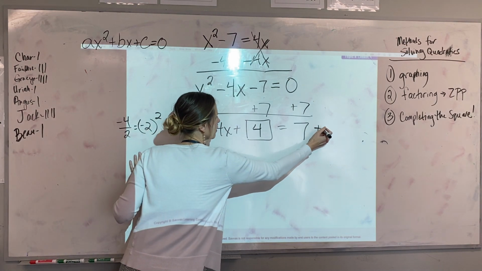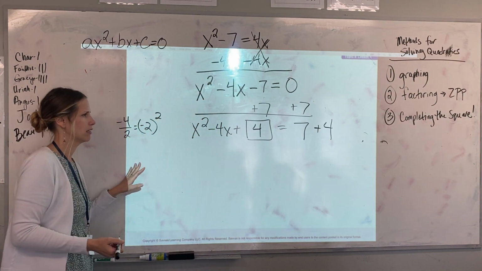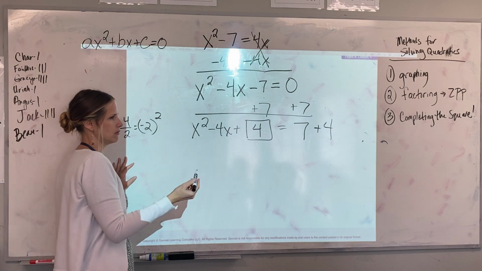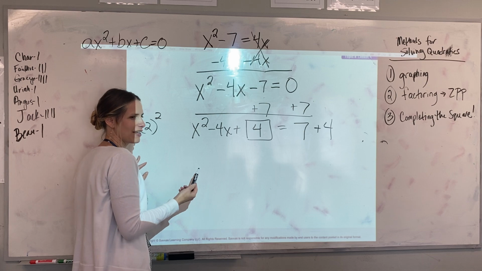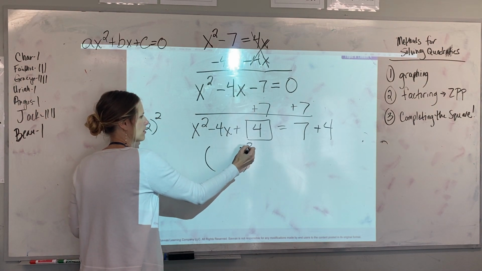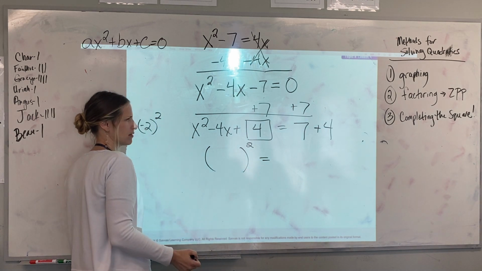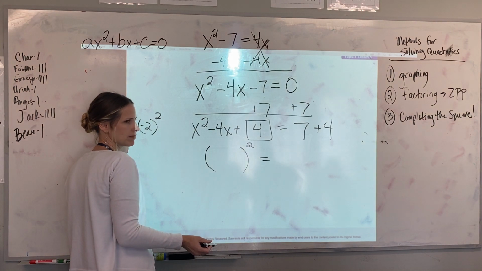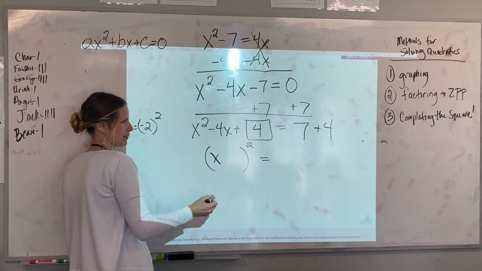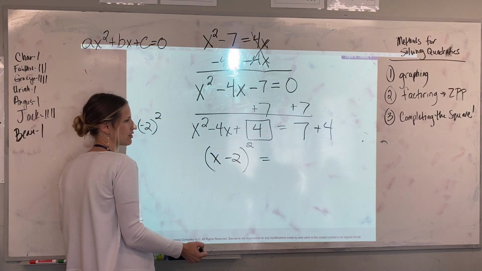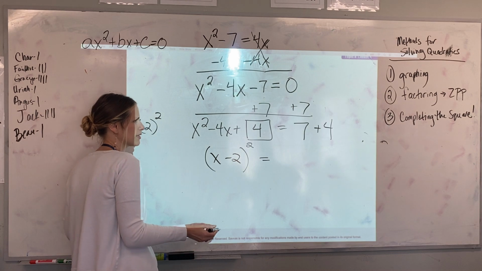Wait, you forgot to say plus. 7 plus 4 is 11. Thank you. All right, so now let's factor this. x minus 2 squared equals 11.